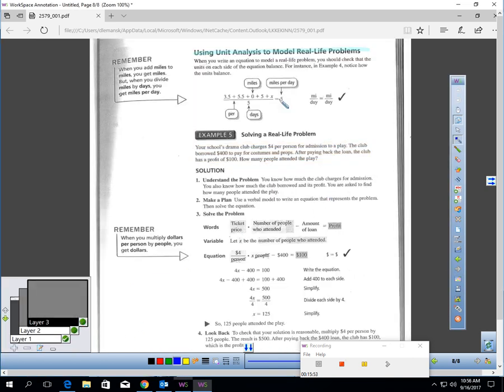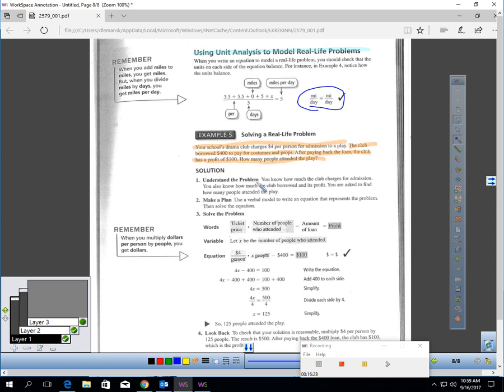Unit analysis to solve or model real-life problems. Let's talk about that next. When you write an equation to model a real-life problem, you should check that the units on each side of the equation balance. In our last example, think about it. We had miles on top, the fraction bar meant per, and days on the bottom. Okay, so we had miles per day on the left. Well, the answer was 5 miles per day. My units matched. So when we solve these problems, our units should match.